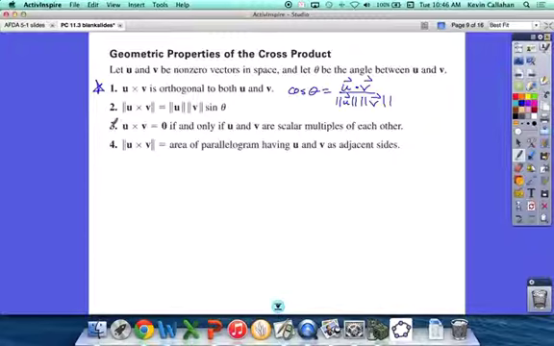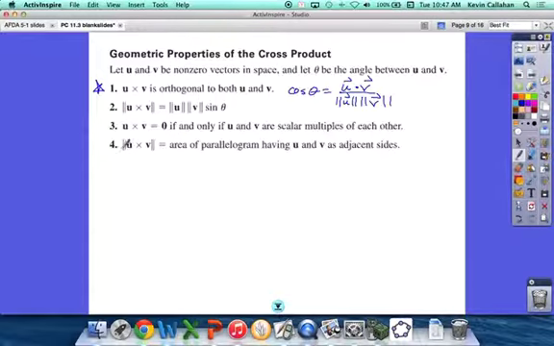Okay, here's the one we did about parallel. U cross V equals the 0 vector if and only if they're scalar multiples of each other. Scalar multiples of each other means they are parallel. So that's the check: if you take the cross product and you get 0, you know those two are parallel to each other.